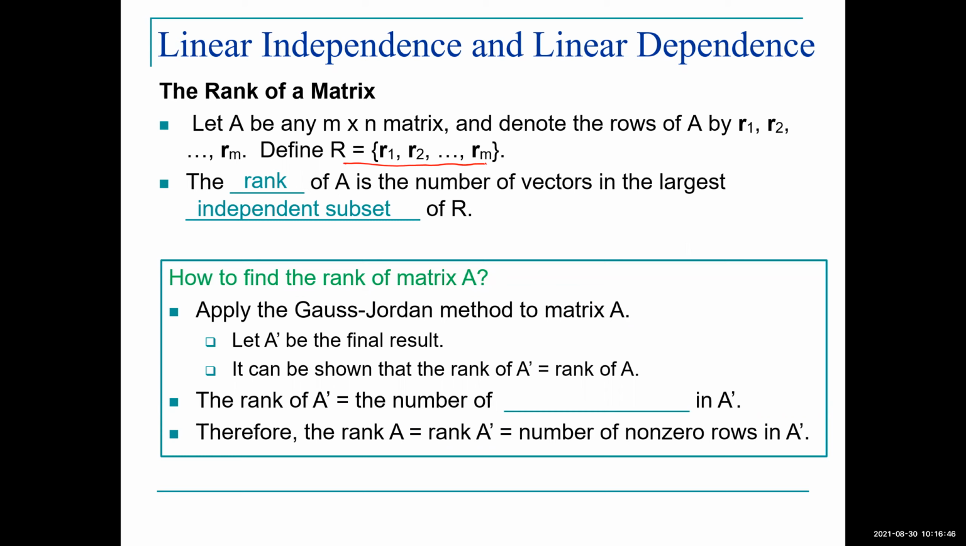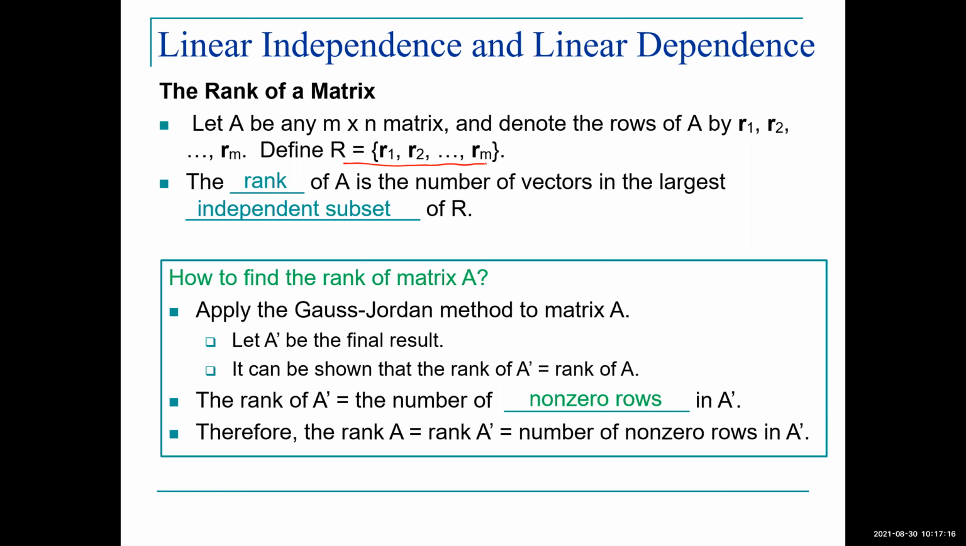So how do we find the rank of a matrix? We apply the Gauss-Jordan method to matrix A, the original matrix, and we let A prime be the final result. After you apply the Gauss-Jordan method, you're making basically your matrix an identity matrix. It can be shown that the rank of A prime equals the rank of A. The rank of A prime equals the number of non-zero rows in A prime.